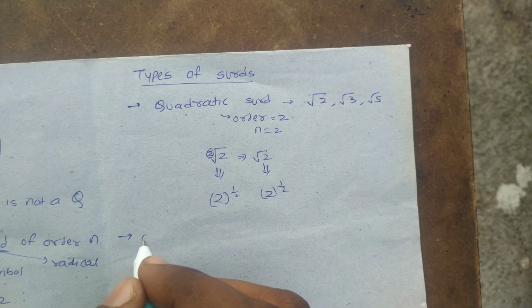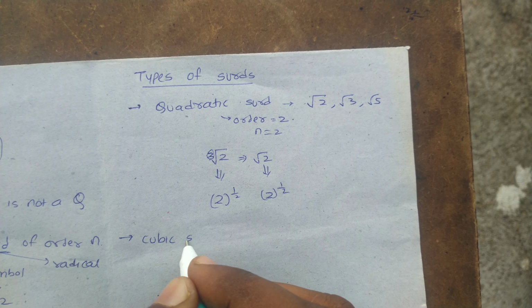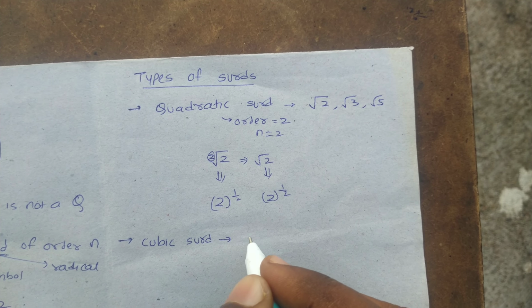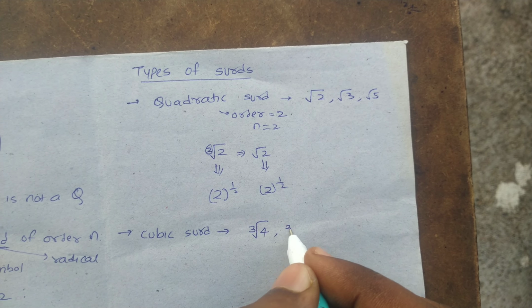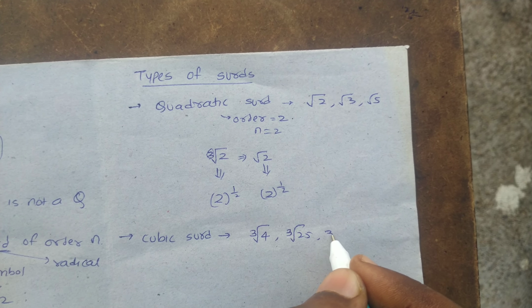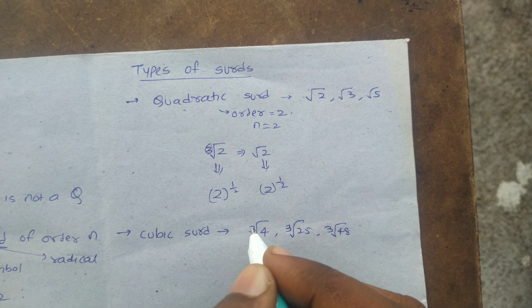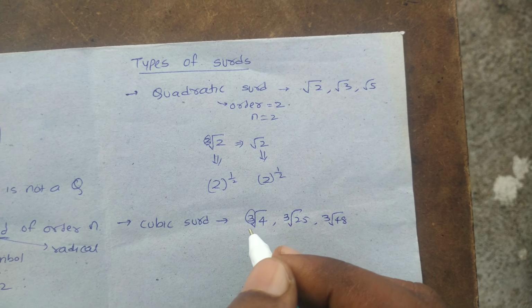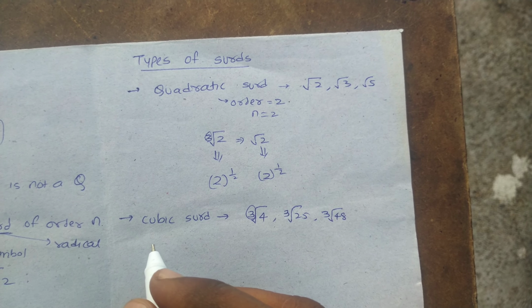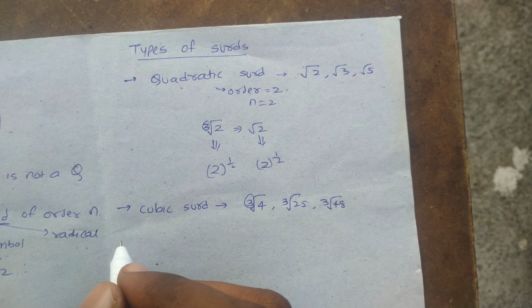Clear? Cubic surds. The next topic is cubic surd. If you have a cubic surd, you should have index value 3, like 3 power 25 or 3 power 48. You should have 3 here. The n value should be equal to 3. Then that particular surd we call a cubic surd.